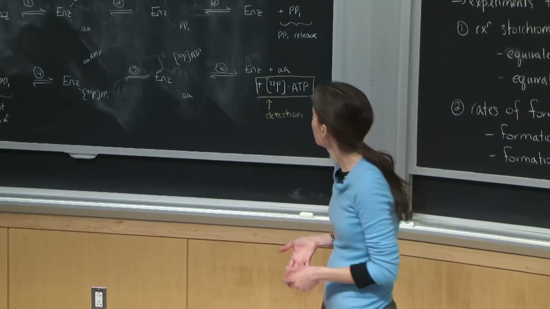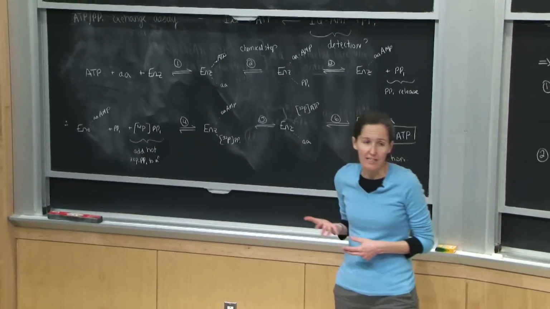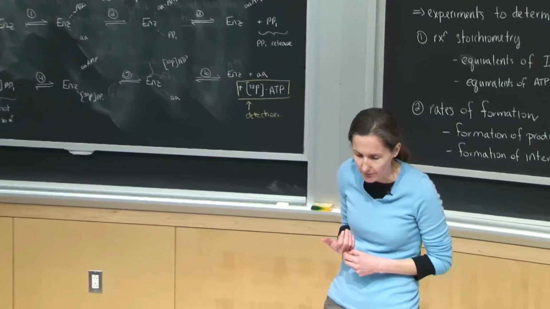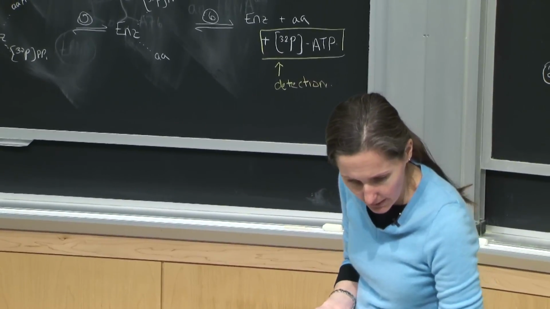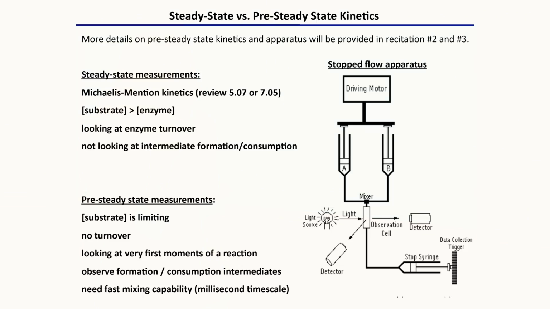So something else biochemists like to do when looking at reactions and understanding reaction mechanisms is to look in the pre-steady state. Okay, and this came up briefly in lecture 1 as a method. And again, you'll hear more about it in recitation over the next 2 weeks. In these experiments, the goal is to look at the very first early moments of a reaction. Okay, and they're set up quite differently. So limiting substrate is used. There's no turnover. So huge contrast to what we know about steady state experiments.